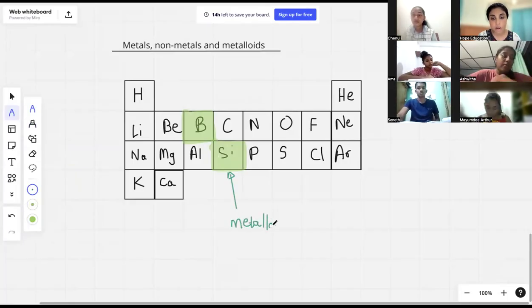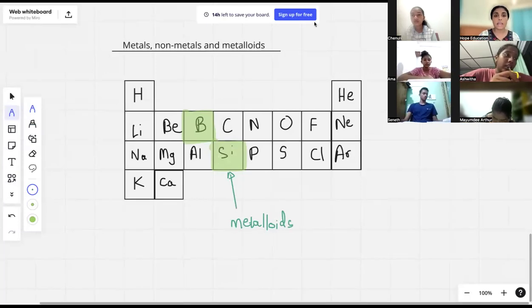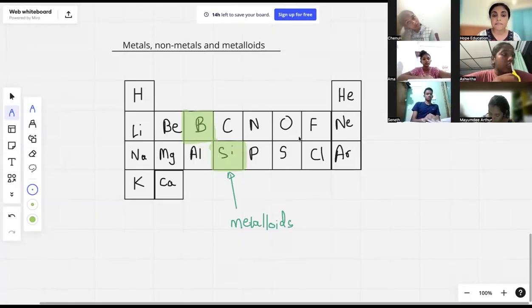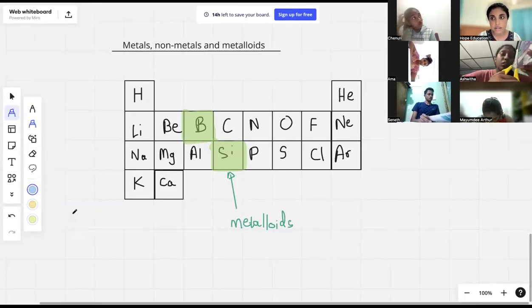So in the big periodic table, there are many metalloids, but in our periodic table, we are only talking about 20 elements. So from the 20 elements, as you can see, 2 elements are metalloids, right? Boron and silicon. First we need to identify our staircase, the metalloid staircase, right?